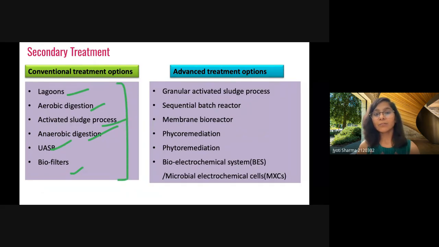And within secondary treatment, we also had some advanced treatment. For example, granular activated sludge process, sequential batch reactor, membrane bioreactor, phycoremediation and phytoremediation. Till phytoremediation, we already studied last week. So this week, what we will cover are these two: electrochemical system and microbial electrochemical cells. So this we will discuss this week. Plus, we will also discuss tertiary treatment.